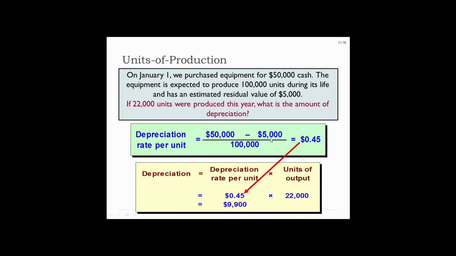Depreciation: 50,000 minus 5,000 divided by 100,000 equals 45 cents per unit. Then what we're going to do is multiply the number of units that we had this year times the depreciation rate per unit. So 22,000 times 45 cents, or 9,900 in depreciation.